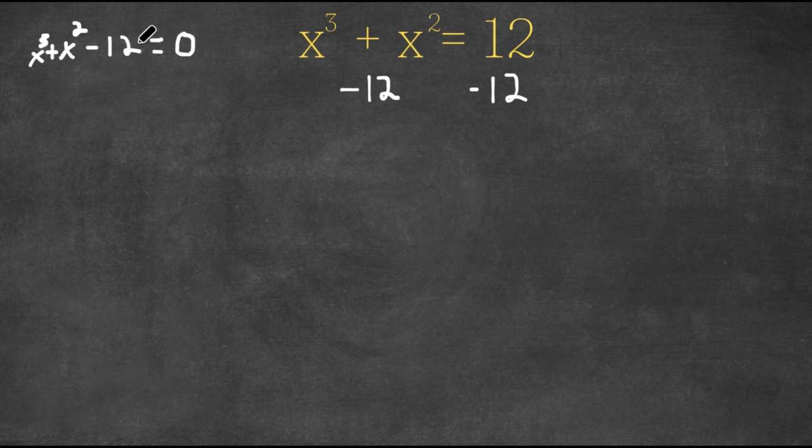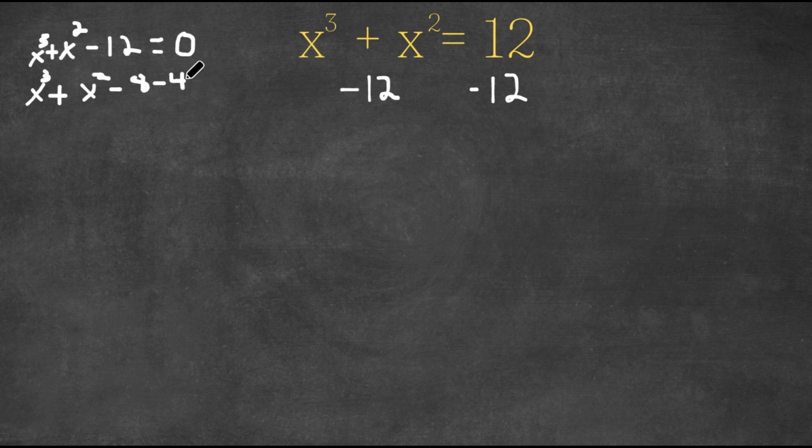So now what I'm going to do is change negative 12 to negative 8 minus 4. So we have x to the power of 3 plus x squared minus 8 minus 4.